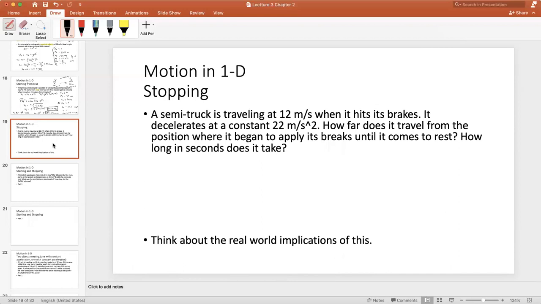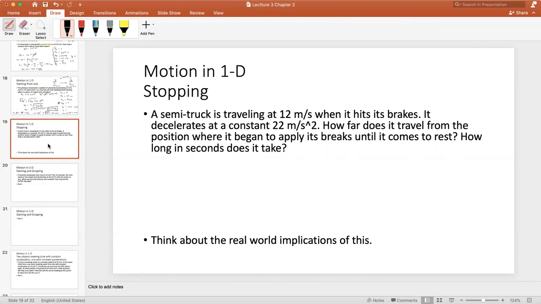So now we have a kind of fun problem. This is another problem. In this problem, we have a semi-truck that's traveling with some initial velocity. So in the first problem, we had constant velocity. In the second problem, we had starting from rest. In this problem, we have a truck that's already traveling at 12 meters per second, and it decelerates. Now, deceleration means negative acceleration. It just means that A has a negative sign on it. We'll talk about that when we write down our terms.